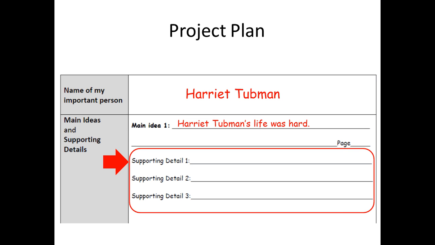What I'm going to do now is write these on my plan, either in Notability or paper pencil. Remember, the first supporting detail that I found was that Harriet was a slave. The second was that she started working when she was only 5 years old. And last, her owners beat her.